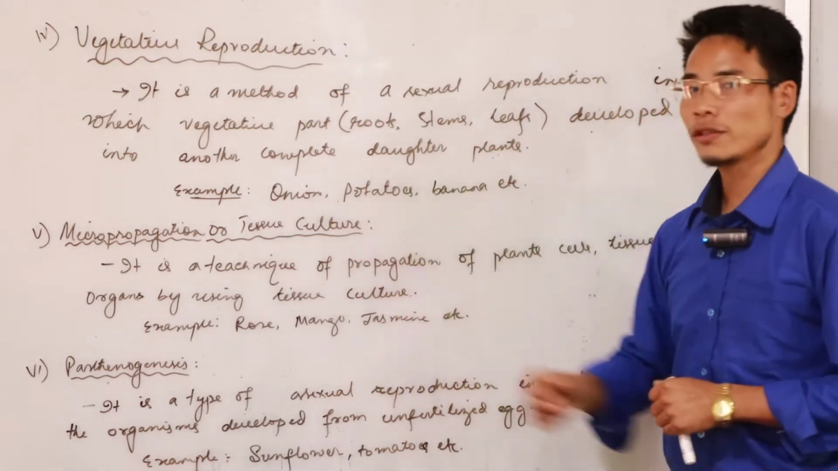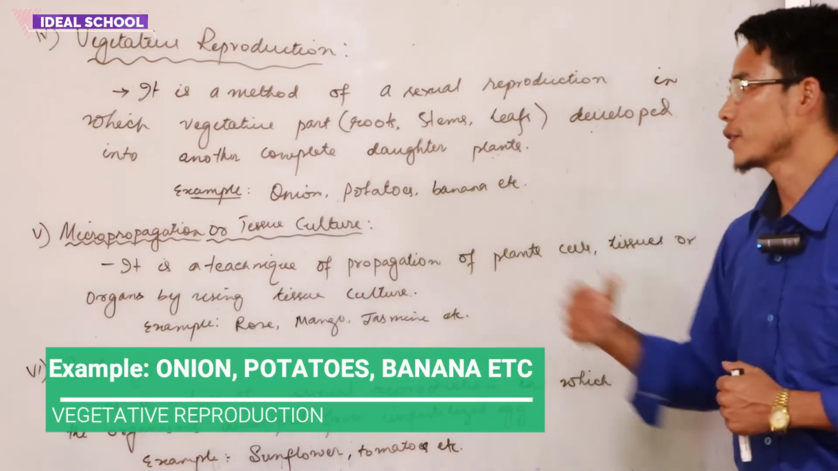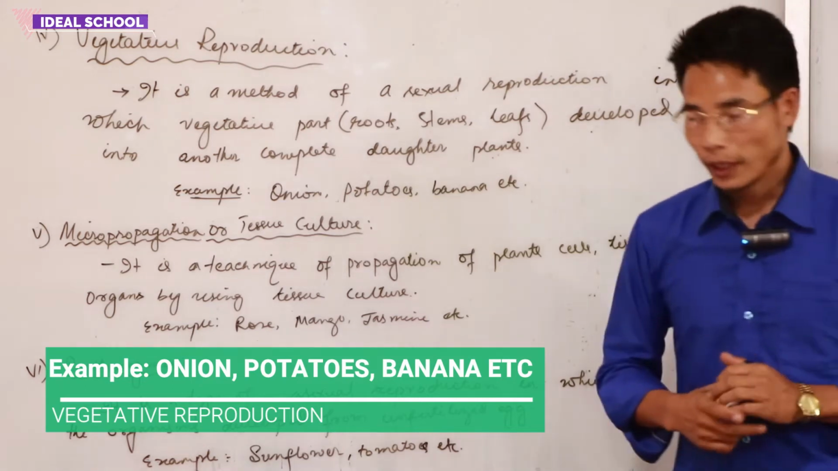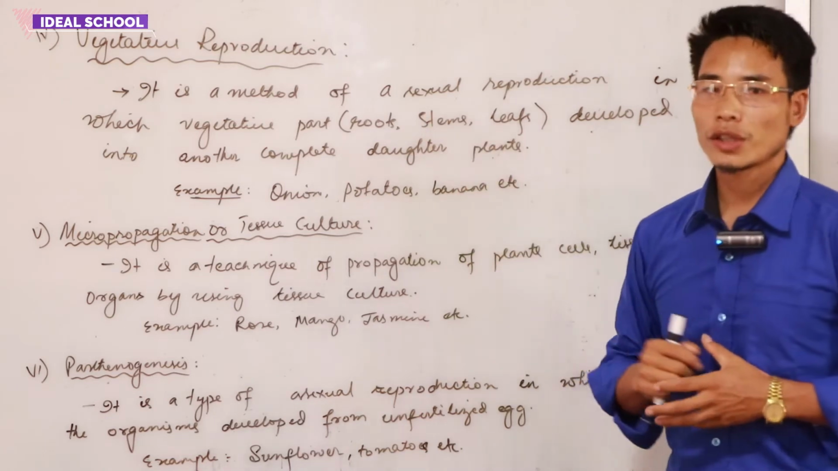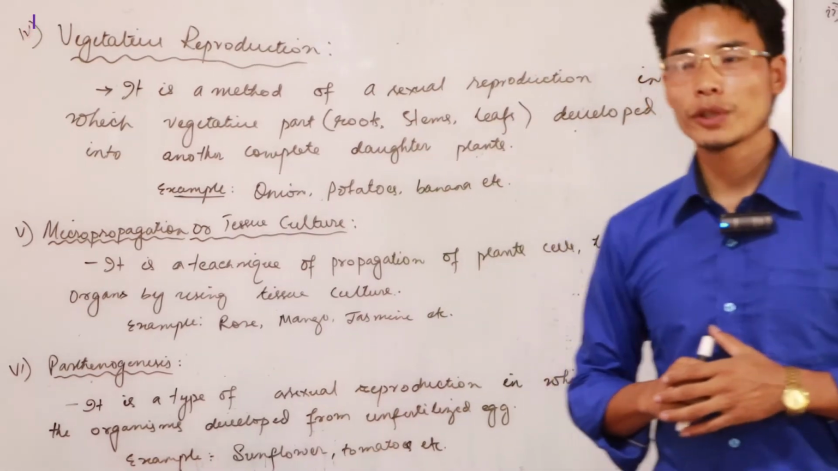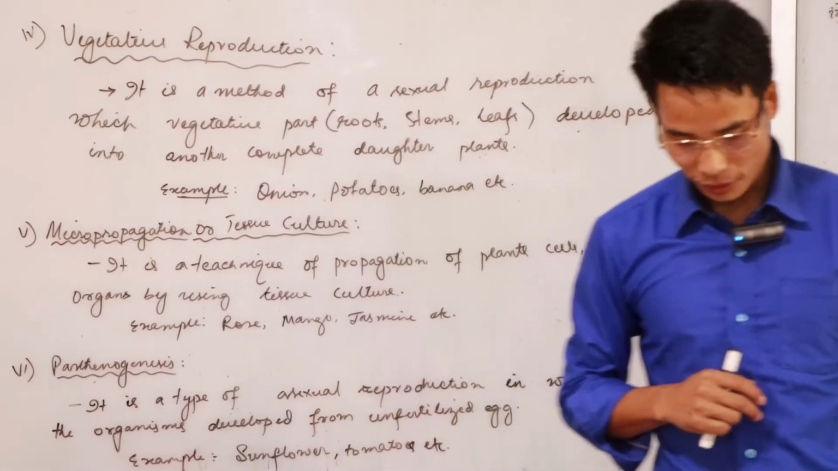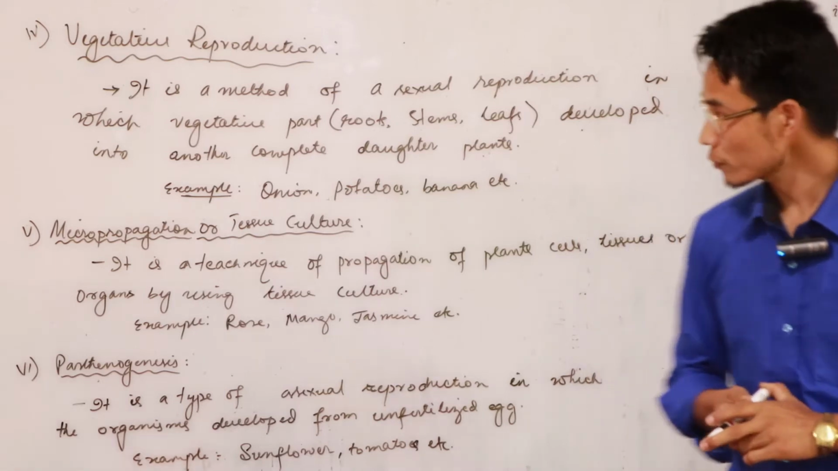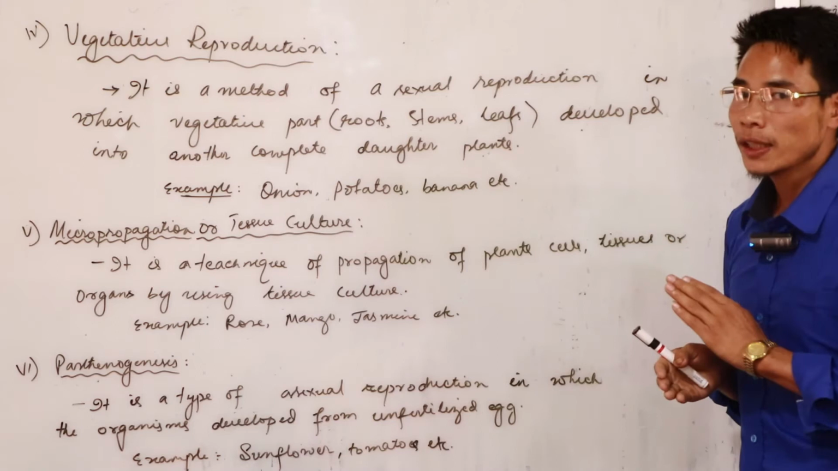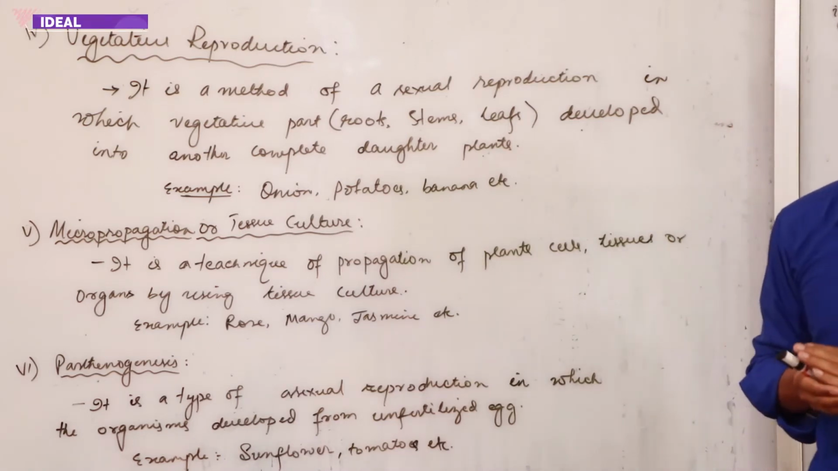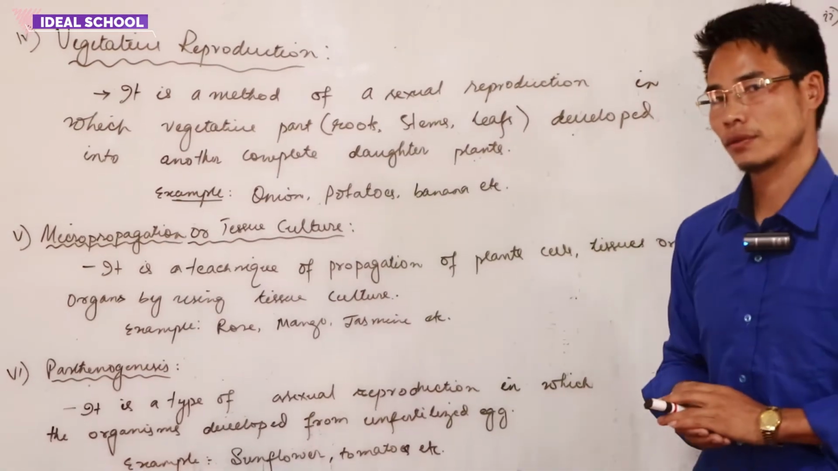Examples are onions, potatoes and banana. All these are vegetative reproduction. Sometimes a question asks what are the advantages of vegetative reproduction. The advantage is that in vegetative reproduction, offspring genetically identical to the parents are developed.